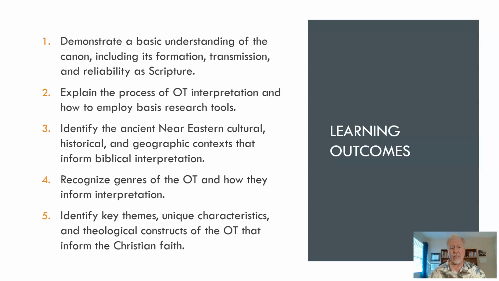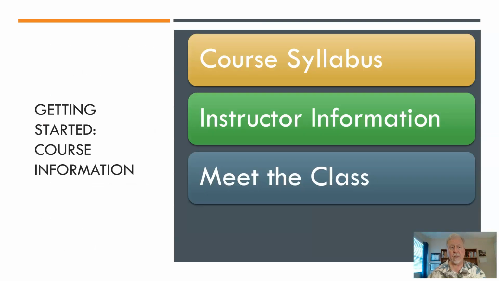Number 4, to recognize genres of the Old Testament and how they inform interpretation. Of course, a literary genre is a literary style. So we'd have a little bit of a different approach to reading, for instance, Hebrew poetry as compared to Old Testament law, prophetic literature, etc. And then number 5, to identify key themes, unique characteristics, and theological constructs of the Old Testament that inform our Christian faith. So we want to be able to build bridges from the Old Testament into our own context as Christ followers.